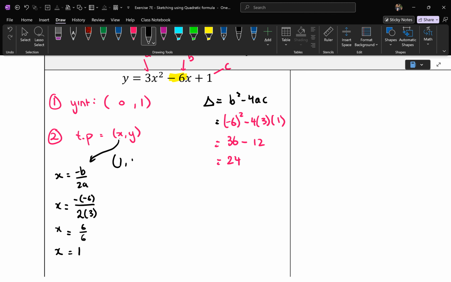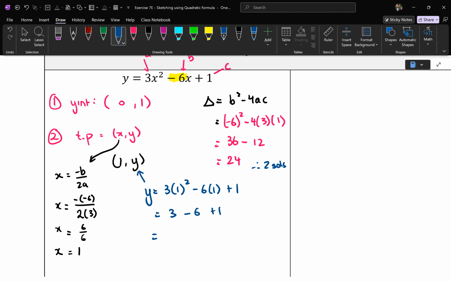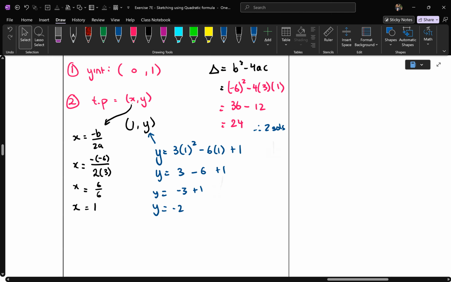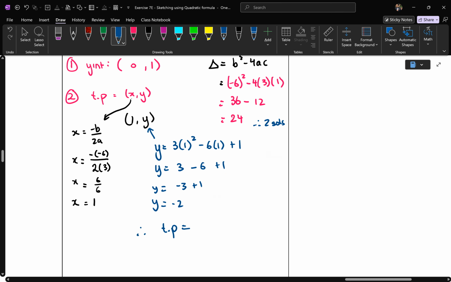So right now I know it's 1, but I don't know what y is. How do you find the y-coordinate again? Molly gave us a hint before. What do you do to find y? Sub it in. So you sub it into the equation. 1 is over here, sub it back into the equation. So we go, y is equal to 3 times 1 squared minus 6 times 1 plus 1. Therefore, 2 solutions. Here we go, that's 3 minus 6 plus 1. 3 minus 6 is negative 3, plus 1 gives you negative 2. You now know your turning point must be at (1, -2).